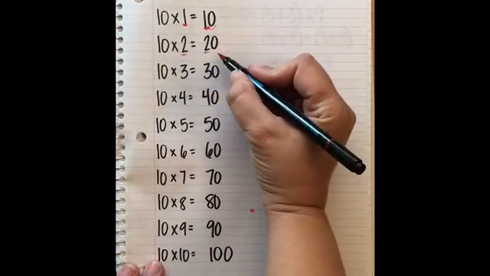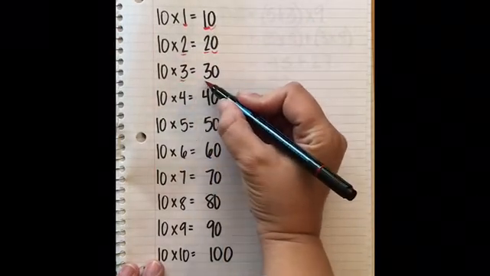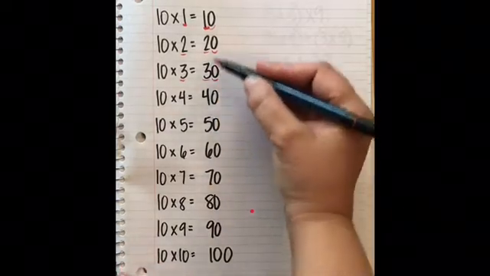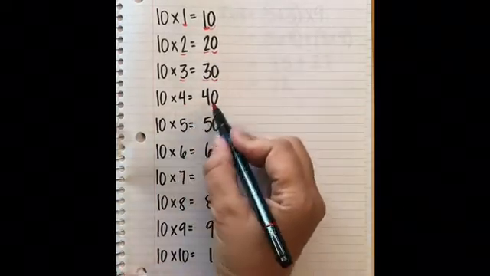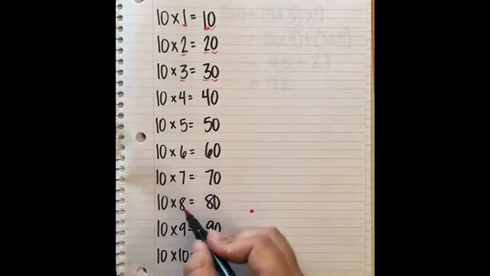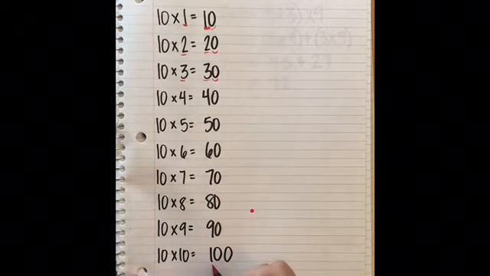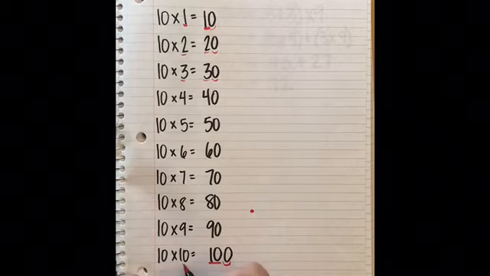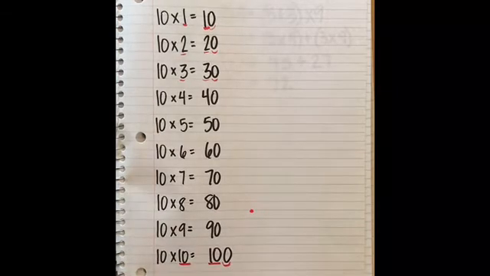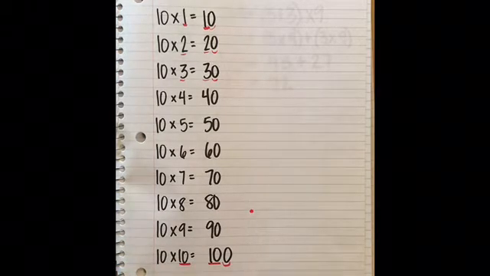10 times 2 is 2 with a 0. 10 times 3 is 3 with a 0. And that's true all the way down. Look at that: 4, 4, 5, 5, 6, 6, 7, 7, 8, 8, 9, 9. Even on 10, look, there's our 10, and then we added a 0. So you should notice that pattern to help you with this next strategy.